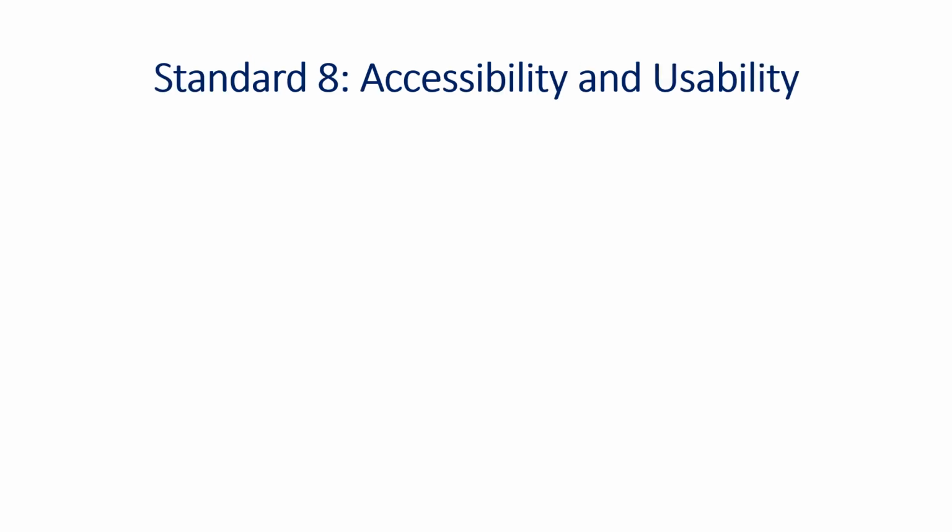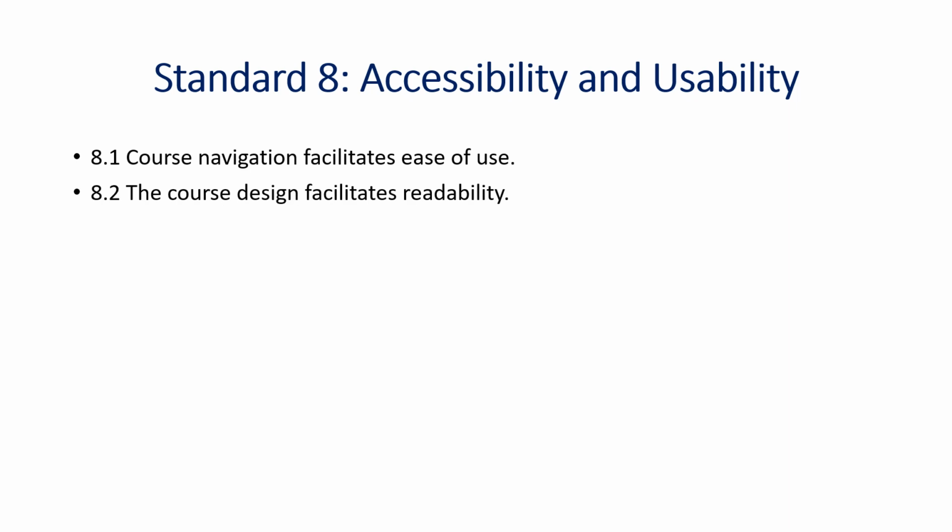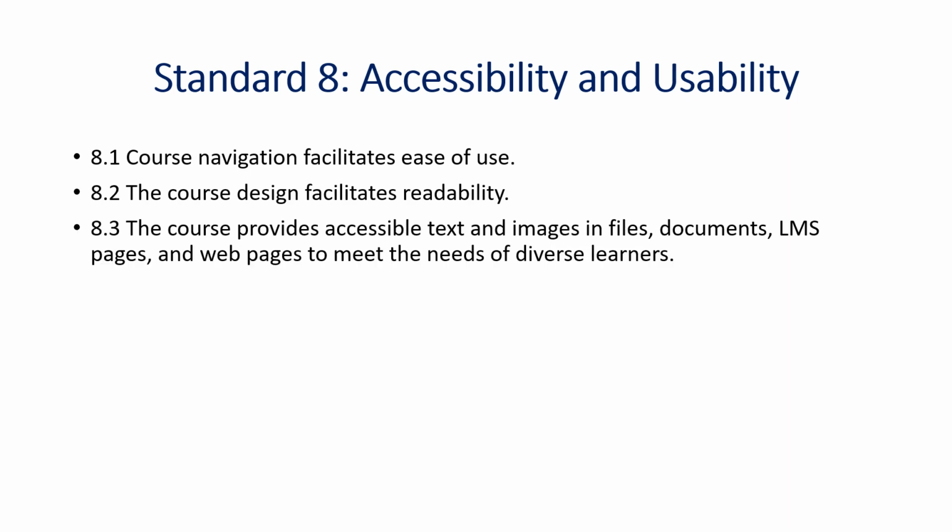And lastly, Standard 8, accessibility and usability. And there are 6 components. Course navigation facilitates ease of use. That means every learner needs to have a chance to maneuver, to navigate the terrain. The course design facilitates readability. The course provides accessible text and images and files, documents, LMS pages, and web pages to meet the needs of diverse learners.